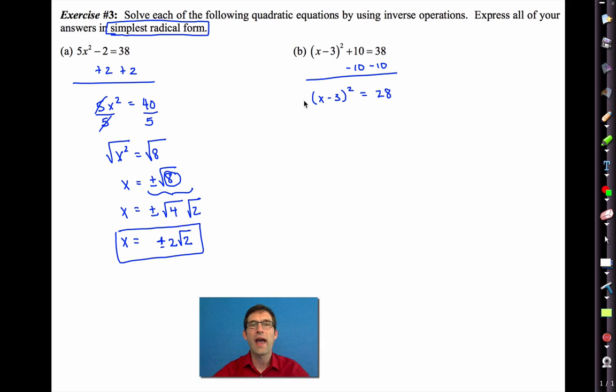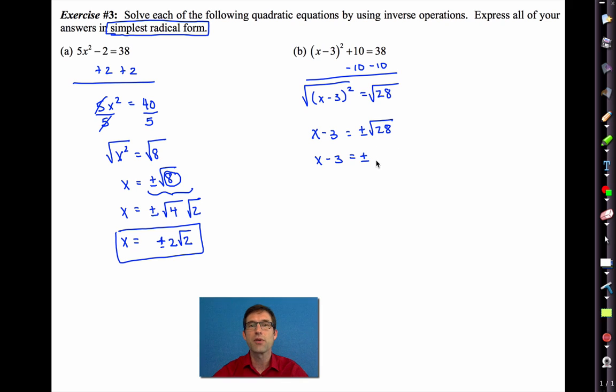Now at this point we have to get rid of the squaring, and that's a little bit unfortunate, and I'll show you why. Okay, so at this point the square root of 28, I have to introduce a plus or minus, okay? And I also want to simplify this thing, okay? So how do I simplify it?